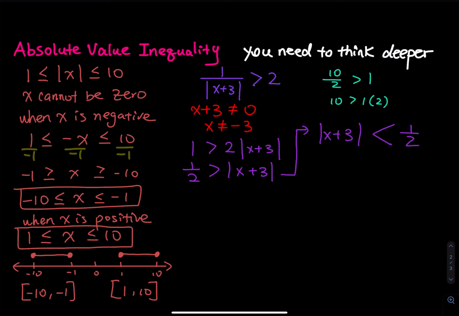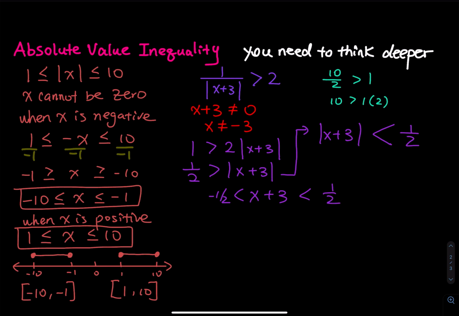So when you reverse the left and right, be careful. Okay, is this in between or the opposite? So this one is in between because the less than is pointing at the absolute value. So that becomes x plus 3 between negative 1/2 and positive 1/2. No equal. Negative 1/2 and positive 1/2.